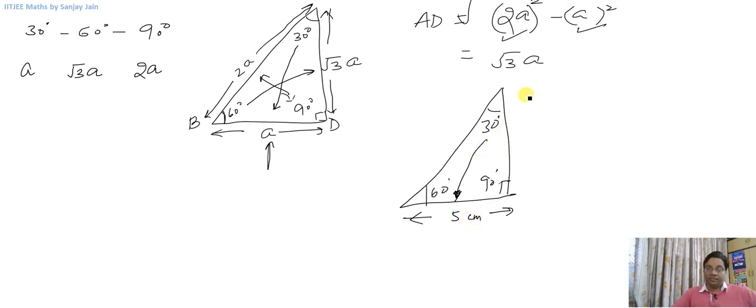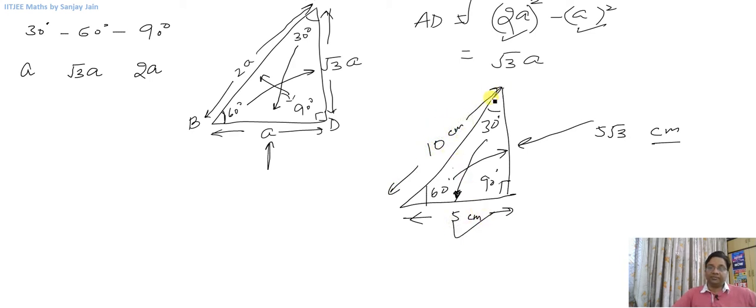Then what you can say about this length, which is opposite 60 degrees, you can immediately say that this length is 5 root 3 centimeters without any calculations. And what can you say about this length? This length will be double of this length, that is 10 centimeters. This is what you can say directly just by looking at the side length opposite 30 degrees.